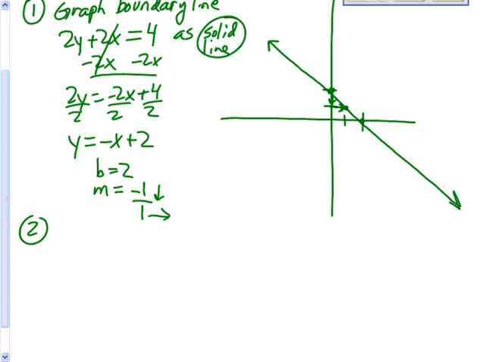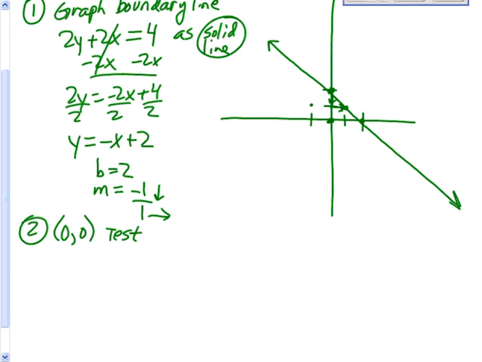So number 2, I test a point. And I say, well, 0, 0, is it on the line? It's not, so I can use it. I love using 0, 0, but you could have used anything you want. You could have used like negative 1, 1 if you wanted to instead, right? And if you're testing that left-hand side there. So 0, 0 is the test point.